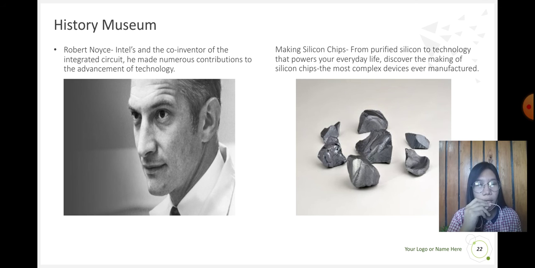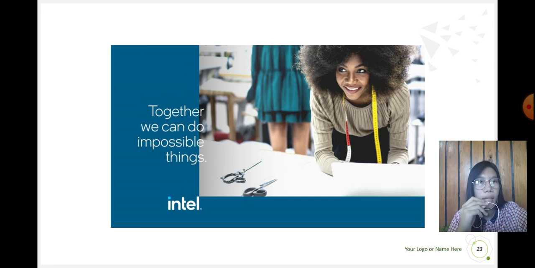And the next, making silicon chips from fortified silicon to technology that powers your everyday life. Discover the making of silicon chips, the most complex devices ever manufactured. Mao ni siya ang silicon. Next is together we can do impossible things according to Intel. Na ilahang motto pinanghahawakan. There's nothing impossible so we can do daw.